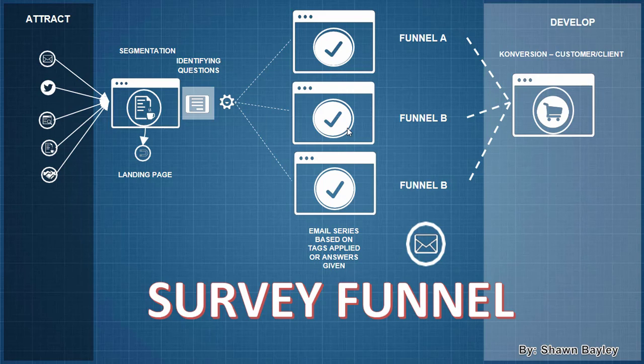And you're going to see how to do that. I'm going to show you inside the actual builder here, and we'll take a look at how easy it is, and how awesome it is. Now, after they've gone into those appropriate funnels, we're going to have email series in each one of those funnels based on answers that they gave, or maybe tags that we have applied, to customize our marketing even more. And then ultimately, at the end of those funnels, we want to get some type of conversion that turns them into either a customer or a client, or gets them to do whatever we're looking to get them to do, right? And that's where we develop our relationship further with our customer.